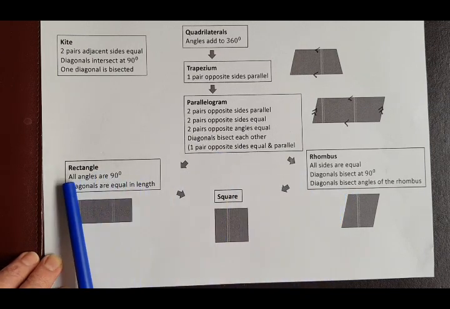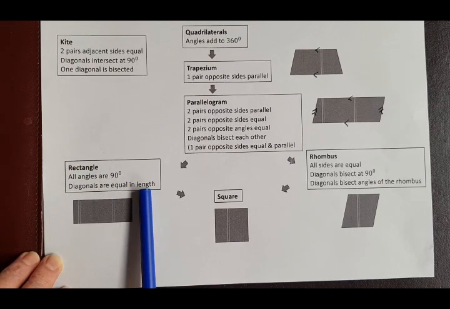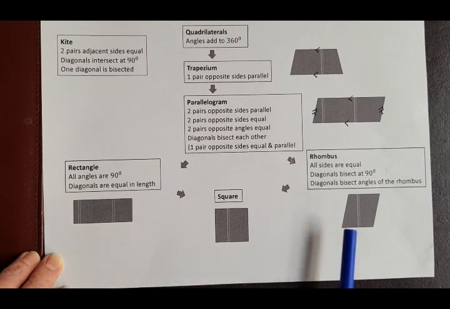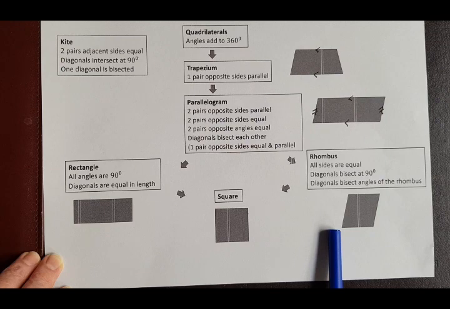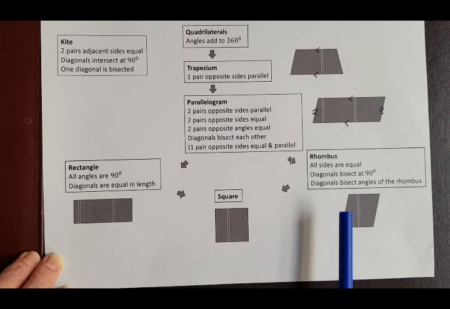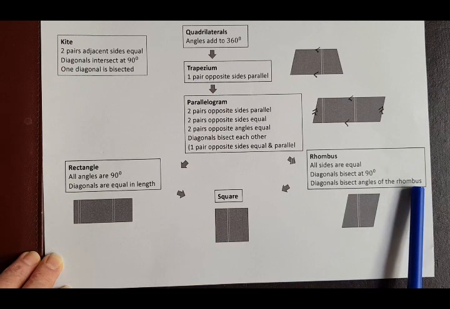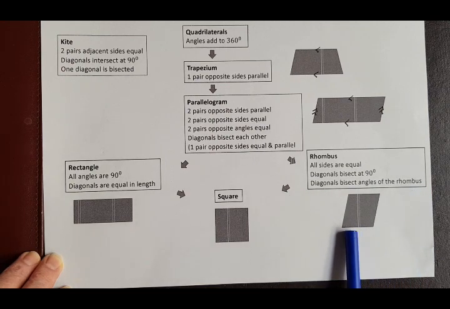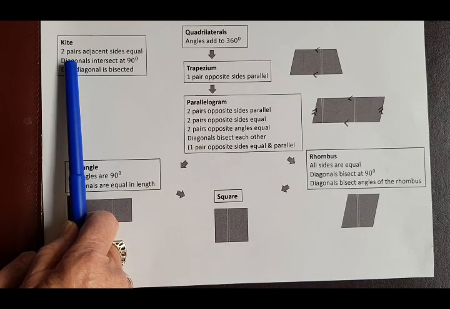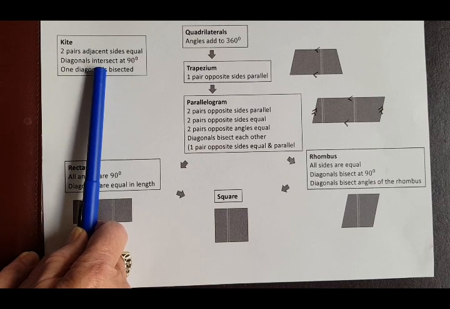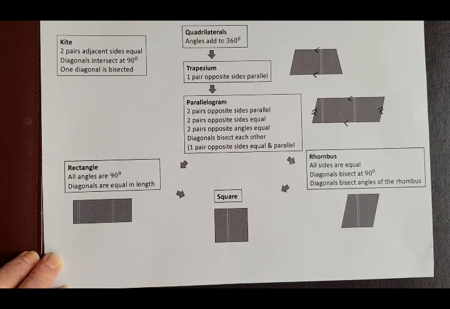If all the angles are equal, they're going to be 90, so you have a rectangle, where the diagonals are equal in length. If all the sides are equal, you have a rhombus, and the other properties of a rhombus you need to remember are the diagonals bisect at 90 and the diagonals bisect the angles of the rhombus. A kite has two pairs of adjacent sides equal. The diagonals intersect at 90, but only one of the diagonals of a kite is bisected.